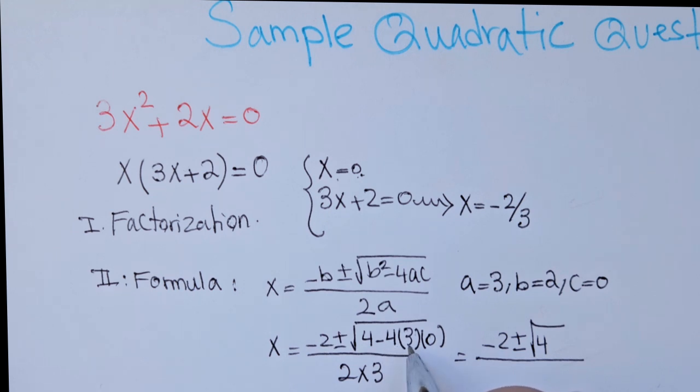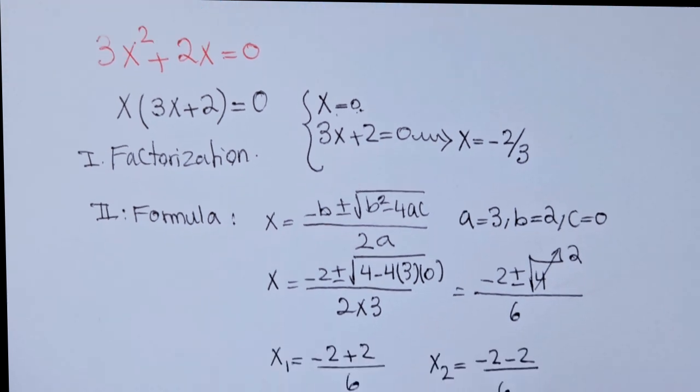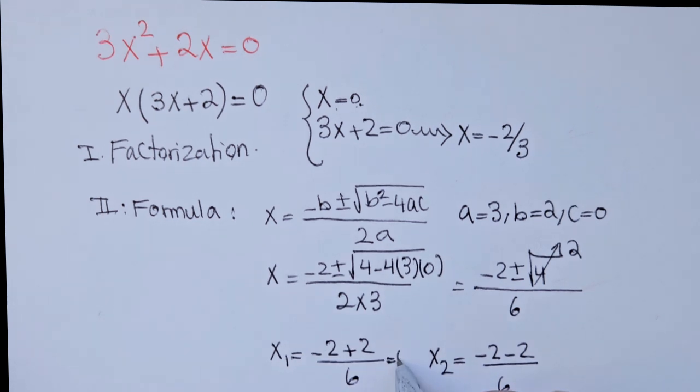So if I simplify it, the answer would be negative 2 plus and minus the square root of 4 minus 4 times 3, which is negative 12 times 0, which is 0. So the answer is the square root of 4 over 6. You know that the square root of 4 is 2. So one of your answers is negative 2 plus 2 divided by 6, and the other answer is negative 2 minus 2 divided by 6. From the first, the answer is 0 over 6, so the final answer is 0. From the other one, it would be negative 4 over 6, which after simplification is negative 2 over 3.